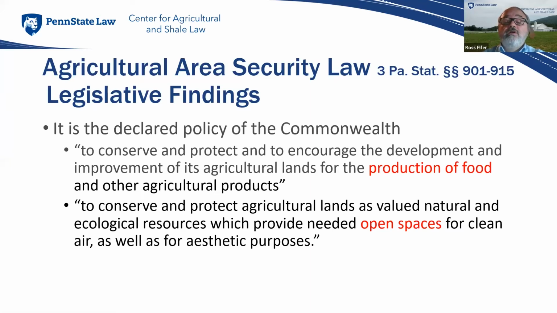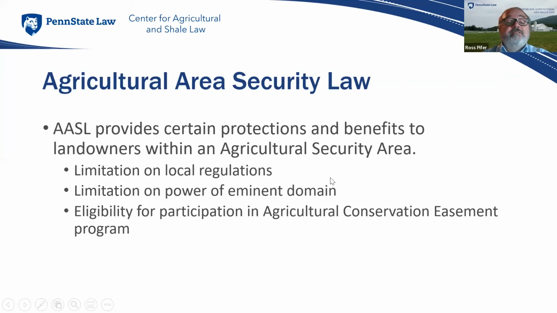So it's focused on what is taking place on those lands, but it also provides that these agricultural lands are providing other benefits by acting as open space. So, I think it's important to recognize that there really are those two purposes: we want ag land because we need the agricultural products, but there also are some benefits of having that ag land as open space as well. Now, the Ag Area Security Law provides 3 protections.